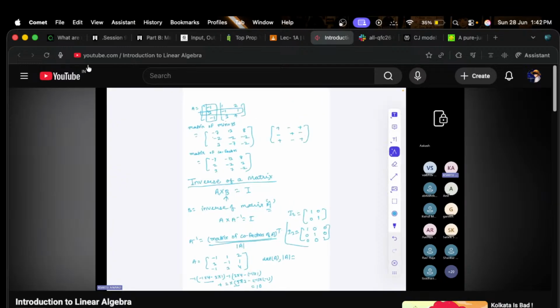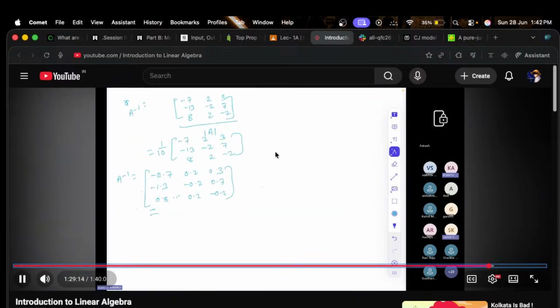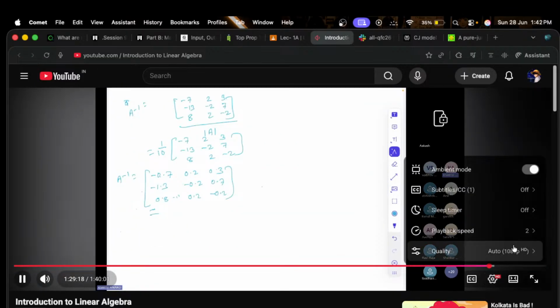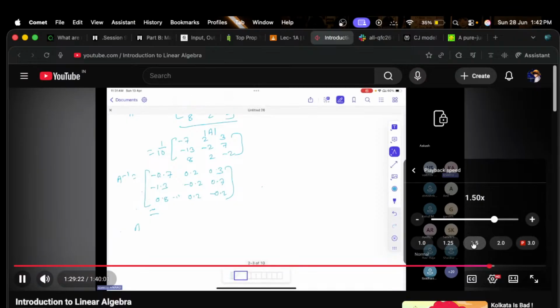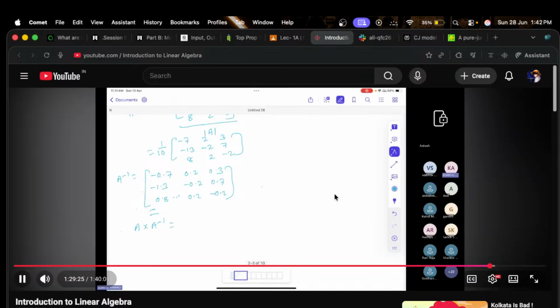Matrix A, what was matrix A? This was matrix A, right? Now multiply matrix A with A inverse and tell me what you are getting. You already have matrix A and you now have got matrix A inverse as well. Now multiply these two matrices. So basically you need to multiply A with A inverse and tell me what you are getting.